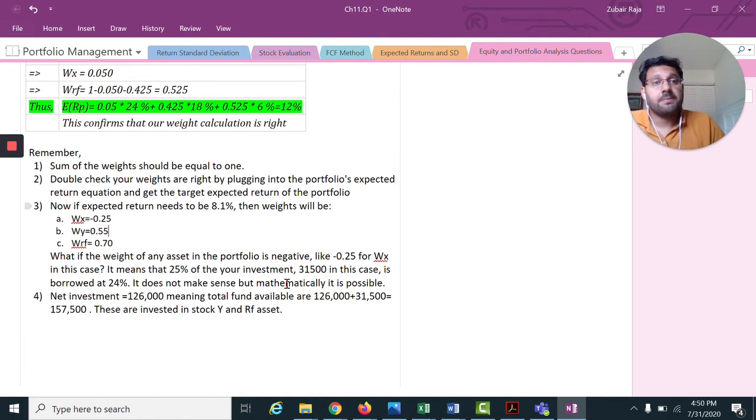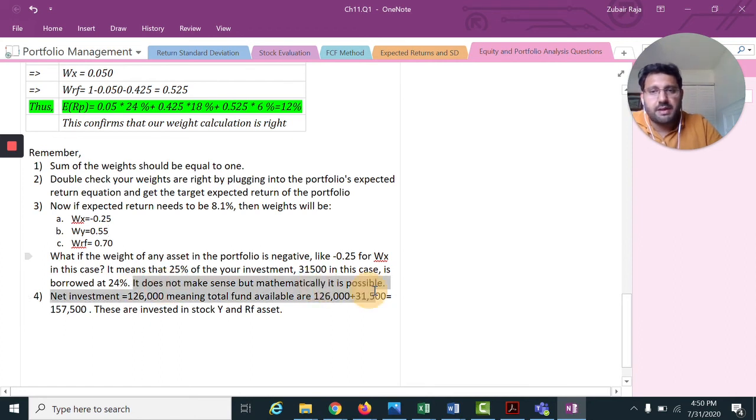But mathematically, you might encounter such a question where, if you have to find the weight, you can end up getting a negative. So this is the only point to mention over here. It's mathematically possible, but as an investor, you will not go over there. So it will be an inefficient portfolio for you. It does not make sense, but it is mathematically possible.